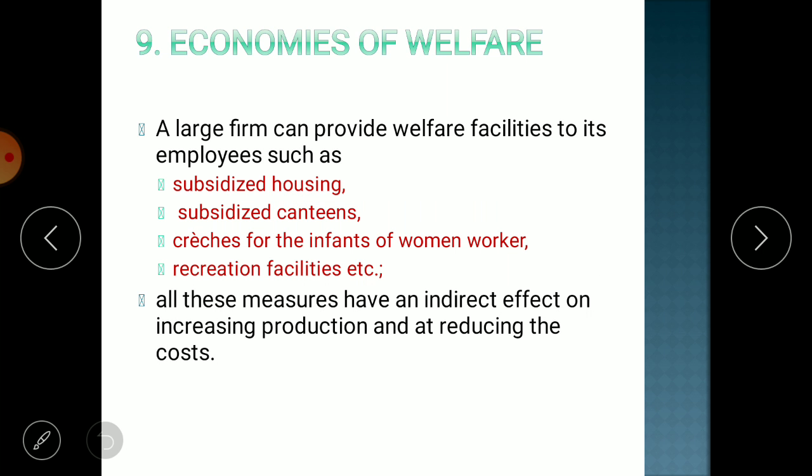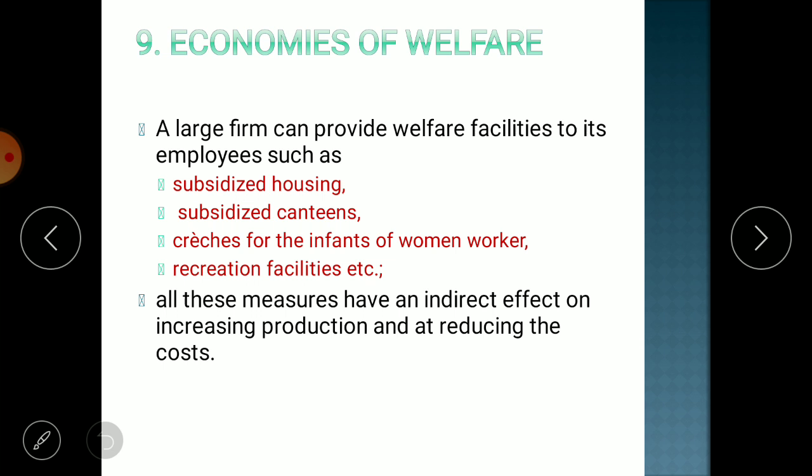Then next, and the last internal economy, is economies of welfare. A large firm can provide welfare facilities to its employees, such as subsidized housing. You know that if you are working in a multinational company, they offer you flats and bungalows nearest to your office.